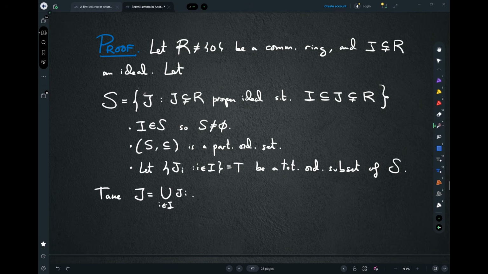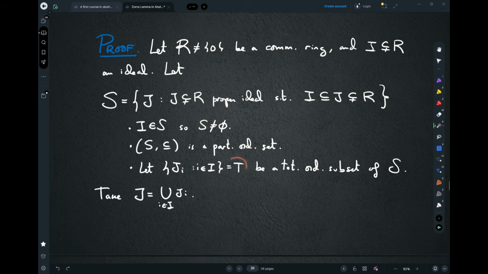And now consider S to be the set of all proper ideals J in R that contain I. Now, this is actually a partially ordered set with respect to inclusion. I itself is a proper ideal and I is contained in I. So I is in S, so S is non-empty. And now let's see what happens with totally ordered subsets.